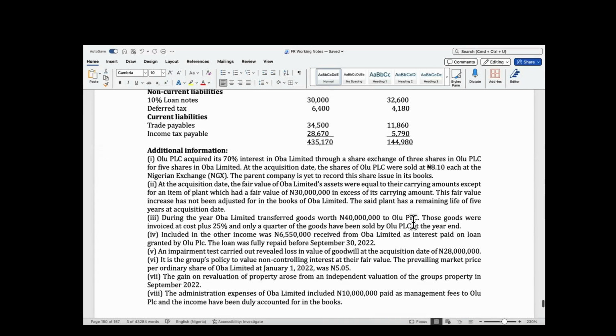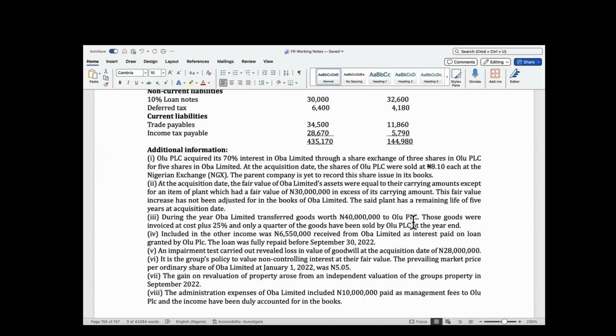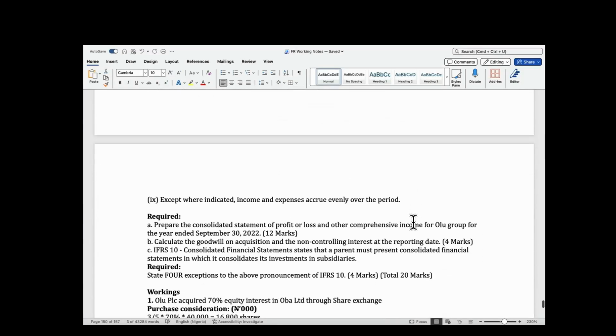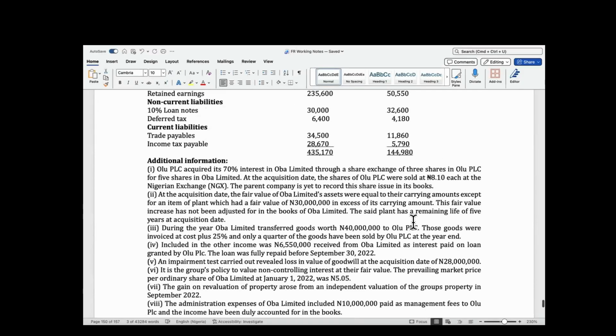they gave us plenty of additional information. This is why you're going to have it in the exam anyway. Number one, we're told that Olu acquired a 70% interest in Oba through a share exchange of 3 shares in Olu for 5 shares in Oba. At the acquisition date, the shares of Olu were sold at 8 naira 10 kobo each at the Nigerian Stock Exchange. The parent company is yet to record this share issue in its books.